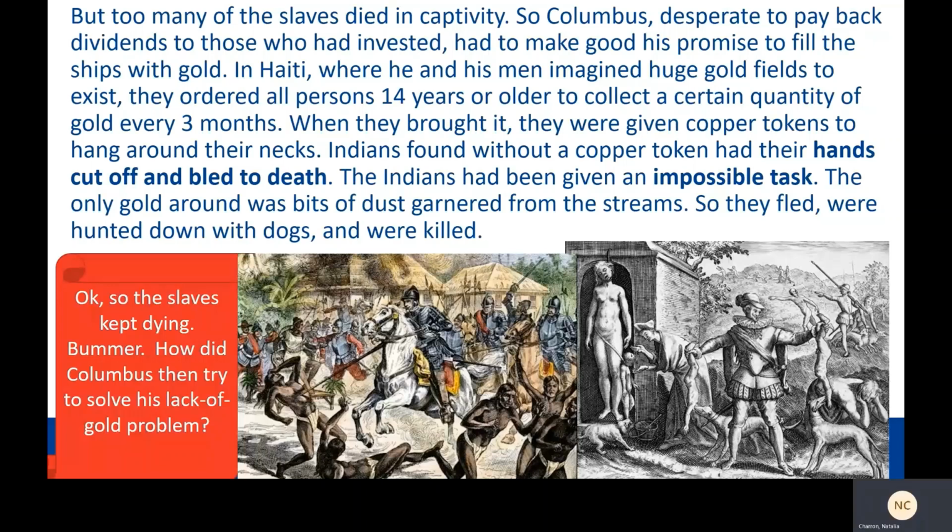When they brought it, they were given copper tokens to hang around their necks. Indians found without a copper token had their hands cut off and bled to death. The Indians had been given an impossible task. The only gold around was bits of dust garnered from the streams, so they fled, were hunted down with dogs, and were killed.